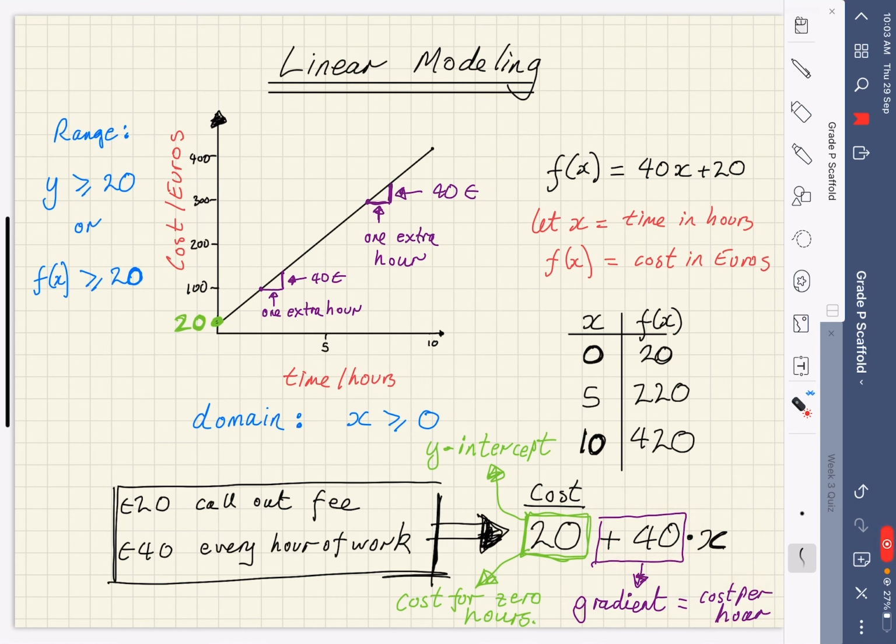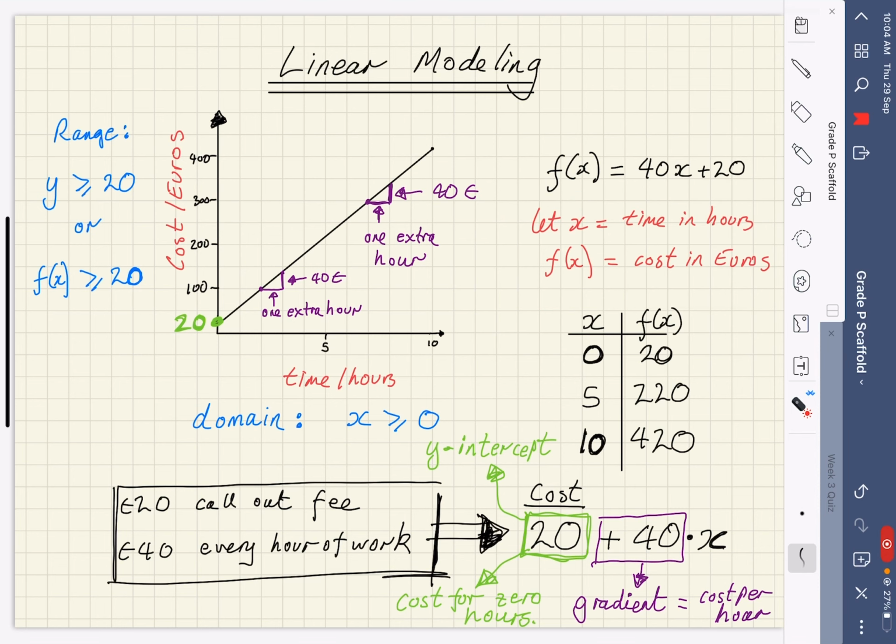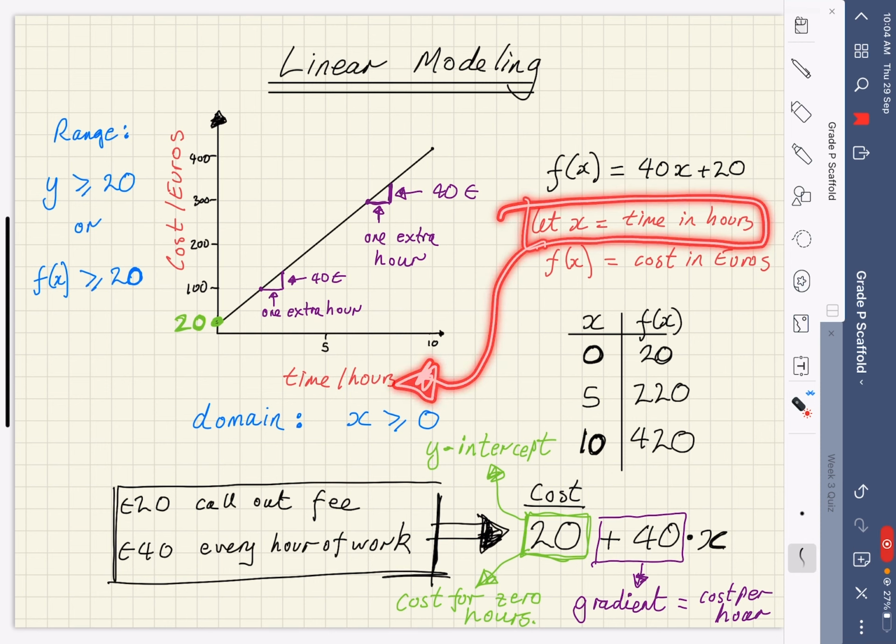Let's look at a few more things. Here is the function. You can write that as y equals, that would be okay. Or you might write it as c equals 40t plus 20. And anything's okay as long as you define what the variables are, the inputs and the outputs, the x and the y. And then once you've defined the variables here, you must transfer to the axes.